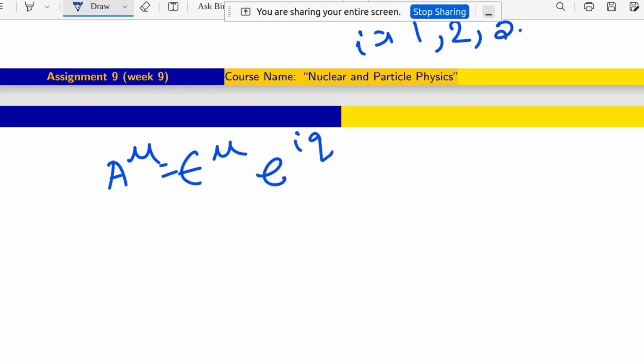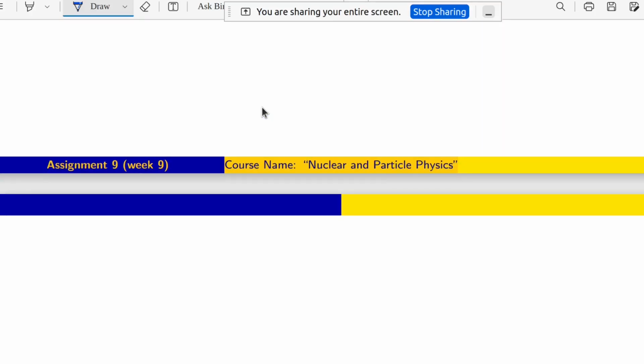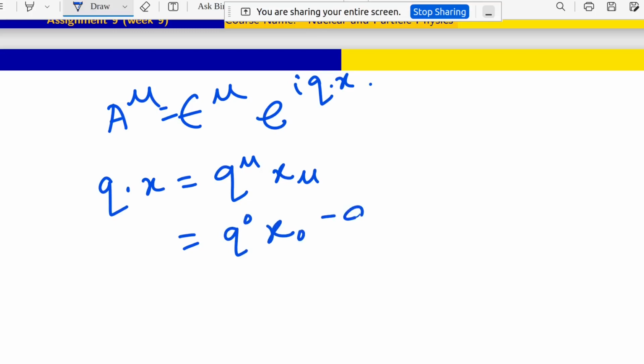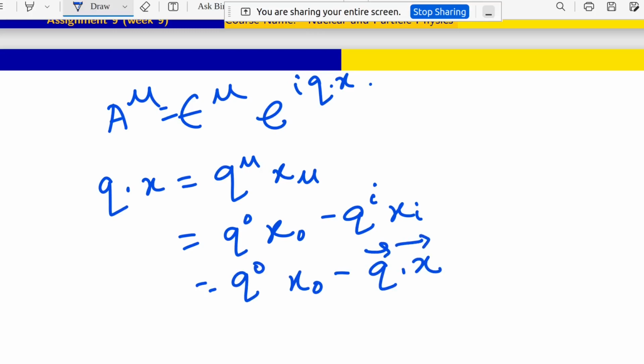e to the power i q dot x. Now, they have mentioned in that question that q dot x is nothing but q_mu x_mu. You can see this is a 4-vector thing, so we can split it into q0 x0 minus q_i x_i. So q_i x_i is what? q_i x_i is nothing but q vector dot x vector. I have just mentioned here the vector form. Vector form means it is a 3-momentum condition.